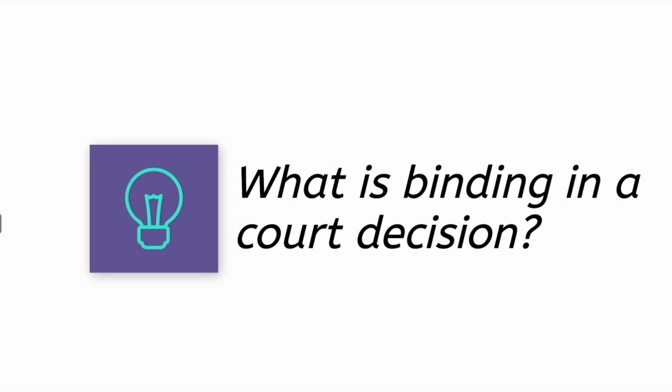So, we said that case law includes judicial precedents, but you know that judicial precedents may have dozens of pages, even hundreds. Therefore, case law is not made up of the whole judgment. So, what is binding in a court decision?